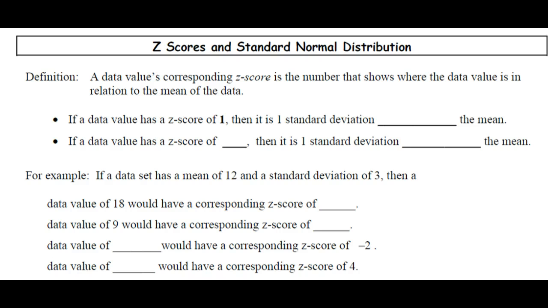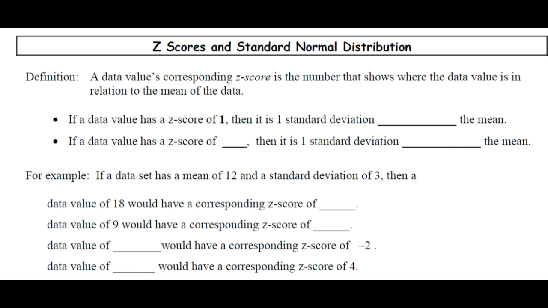Okay, z-scores and the standard normal distribution. So the problem with the normal distribution is it's got all kinds of different numbers for the mean and the standard deviation, right? So we saw one that had a mean of 65 and a standard deviation of 4. And that's different from one that has a mean of 63 and a standard deviation of 3, right? So they all become different distributions. So what we want to do is standardize them and get what's called a standard normal distribution.